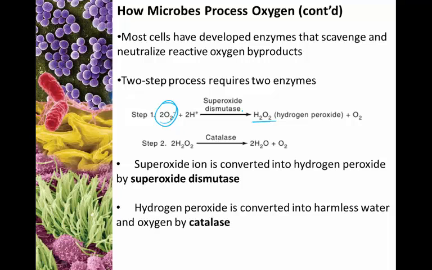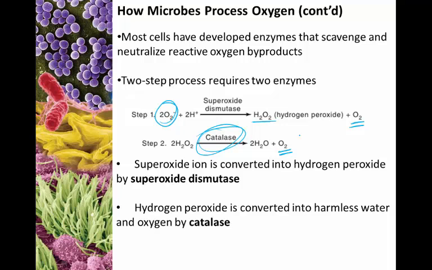Hydrogen peroxide is converted into water and oxygen with the enzyme catalase. So catalase catalyzes the conversion of hydrogen peroxide into water and oxygen. And this is doublet oxygen. We made some here and we made some here. That doublet oxygen is not reactive. Doublet oxygen is pretty stable.